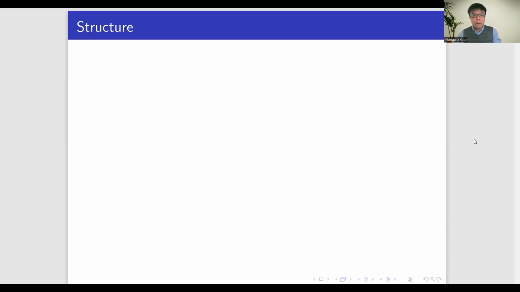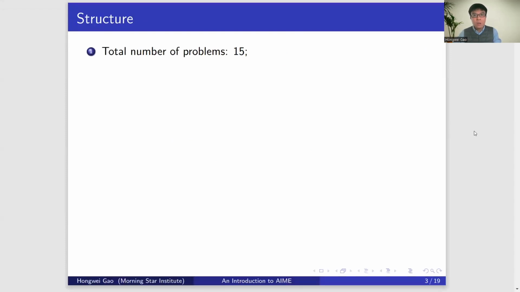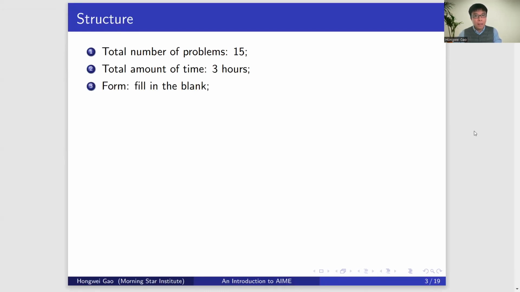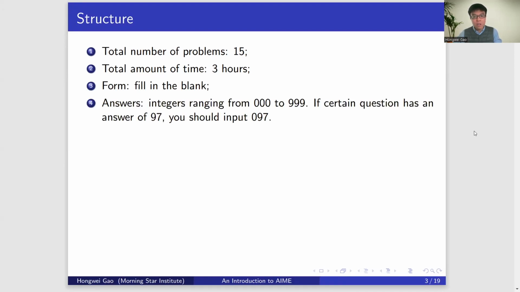Now, let me talk about the structure of the test. There are 15 questions in total, and any participant is supposed to finish in 3 hours. That is 180 minutes. Each question is a fill-in-the-blank problem. The answers are integers ranging from 000 to 999. If a certain question has an answer like 97, which is 2-digit, you should input 097.